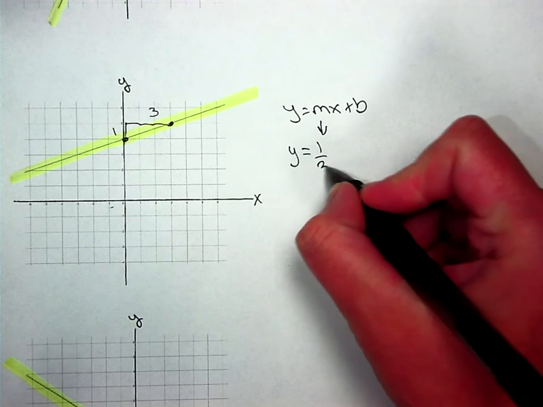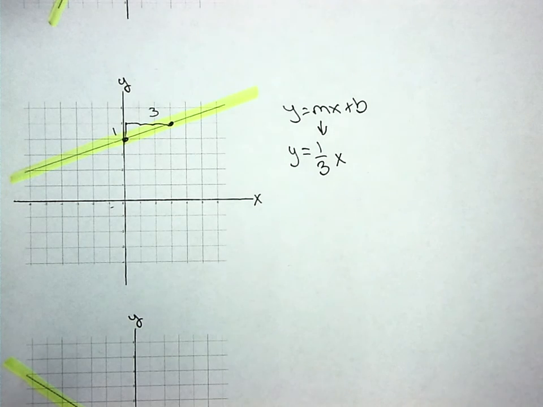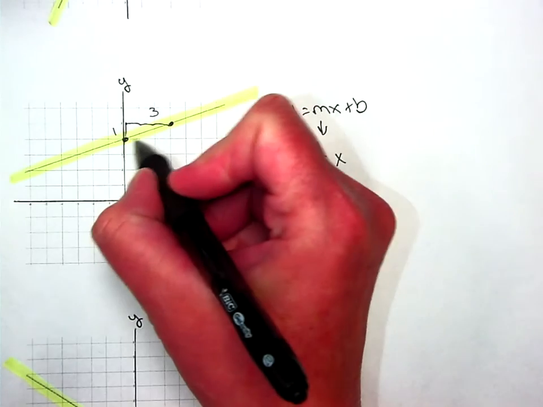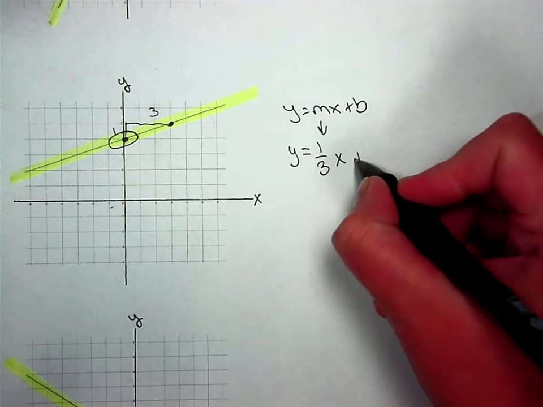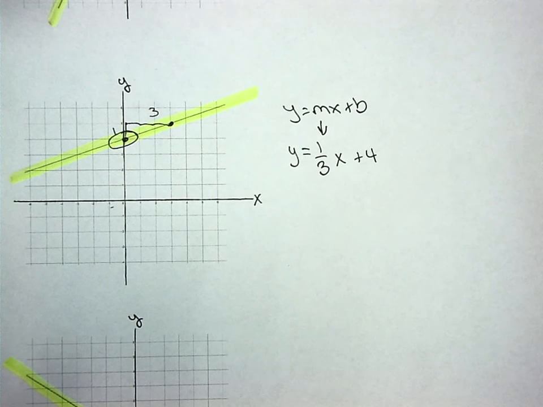So your slope is 1/3 x. And then your b is right there where it crosses the y-axis. And in this case, it's also 4.